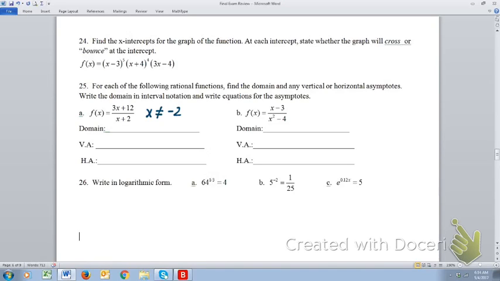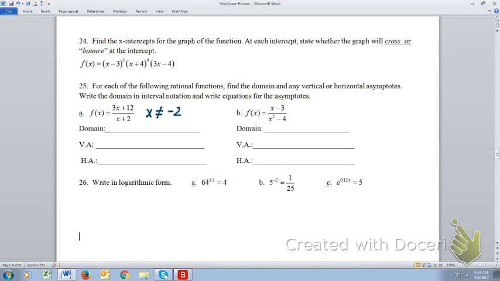Now I messed up when I was getting this ready, so we'll actually do 24 at the end here. Let's go ahead and look at 25. So first of all, if you look at a rational function, the first thing you got to think about is, what can x not be? Do I have any restricted values?